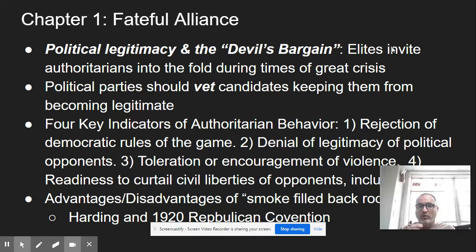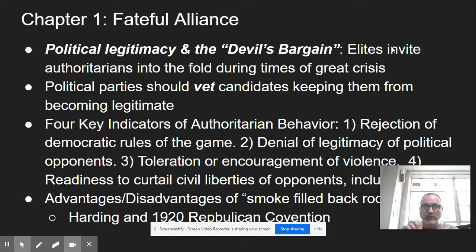There are four key indicators of authoritarian behavior. So when a person does take over, you'll see four major indicators that this is actually an authoritarian ruler. And the first is the rejection of democratic rules of the game. So just rejecting outright election or election results or calling into question various ideas around elections and voting. They tend to reject or intentionally misinterpret things that would be in the Constitution. They tend to overstate their constitutional power. They really do strive to question the legitimacy of elections and electoral rules.